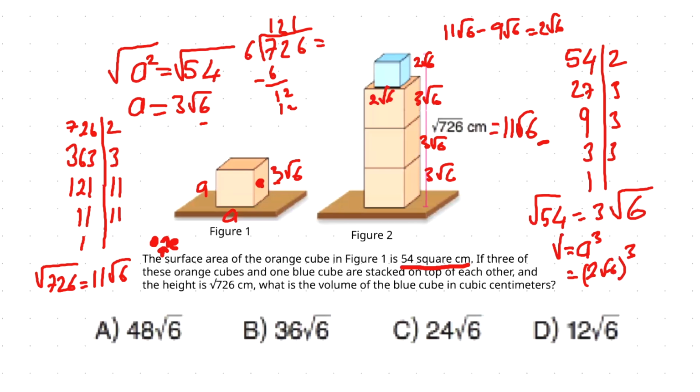2 cubed, you can just split and take the roots like this. 2 cubed is 8. Root 6, if you multiply root 6 by itself 3 times, root 6 times root 6 is 6, and one of the root 6 stays inside. So 8 times 6, you will have 48 root 6 for this problem.